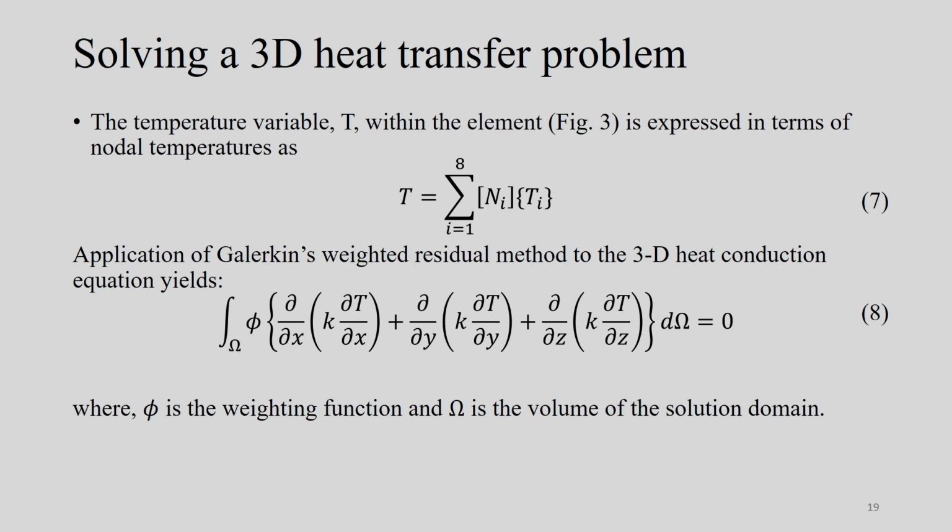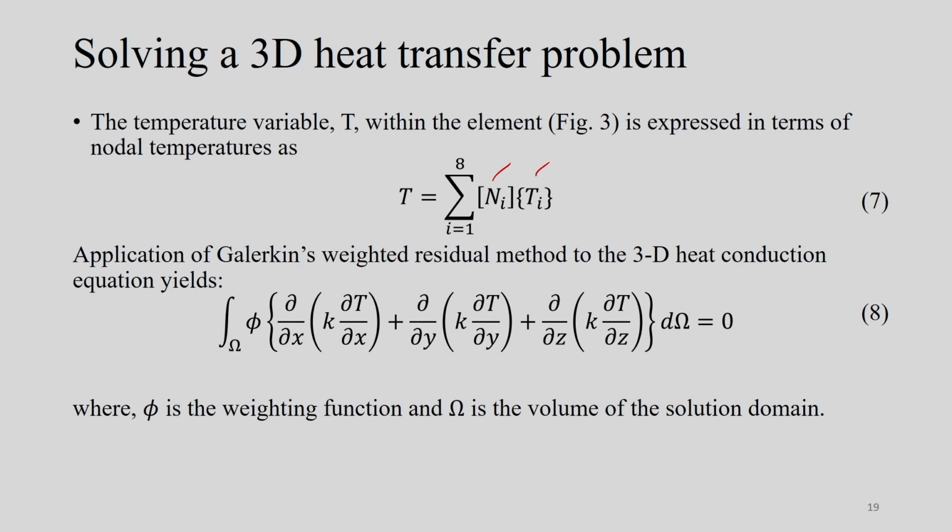Now, if we look into the 3-dimensional heat transfer problem, the temperature is the variable. Each and every node point has some temperature value. Therefore, within a particular element, this variable can be represented in terms of the nodal temperatures like T equal to sum over i equal to 1 to 8. In this case we have considered the 8-noded brick element. Then Ni corresponds to the shape function and Ti is the nodal temperature value.